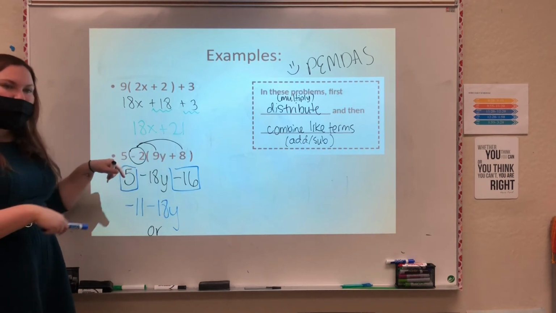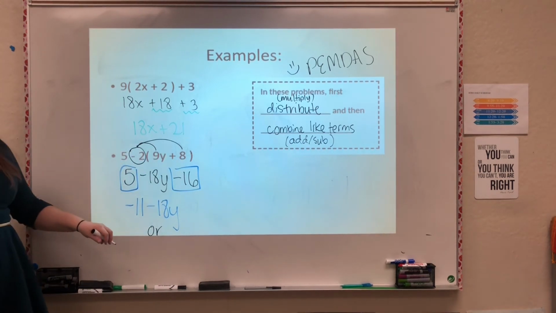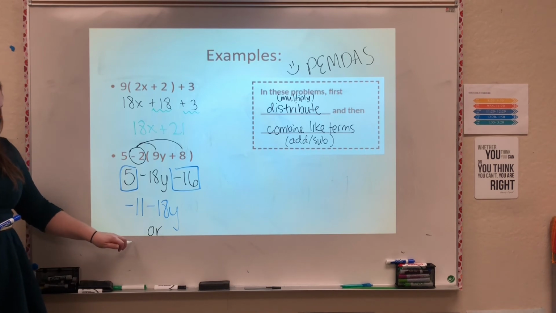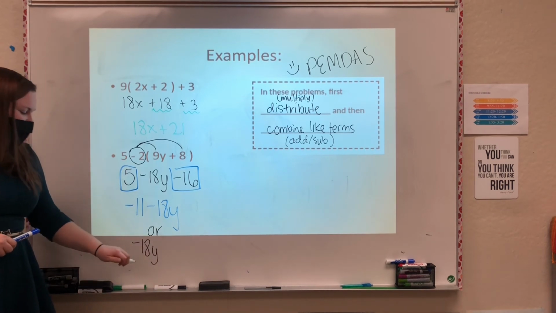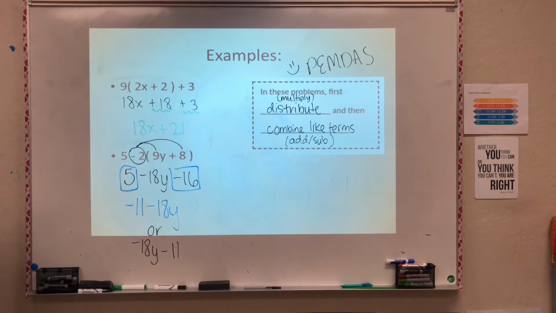Depending on the steps you're doing these in, someone might have written something else. What's the other thing someone might have written? Negative 18y and negative 11. Nice. Are they both okay? Yes. Carlos isn't here to tell us one looks more clean than the other, but they both are okay.